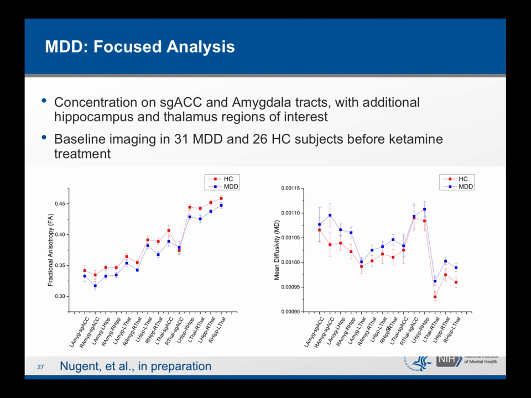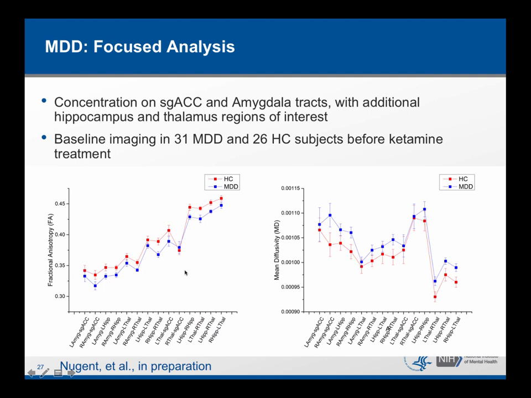So our primary target regions were the subgenual anterior cingulate cortex and the amygdala and the tracks connecting those regions. And because we have such good evidence that the hippocampal volume is reduced in depression, we included that as a secondary region, as well as thalamus, and there's also some evidence about thalamic tracts and thalamic volume in depression. So this is from baseline imaging in 31 depressed subjects and 26 healthy controls. This was before they went on to any ketamine treatment.